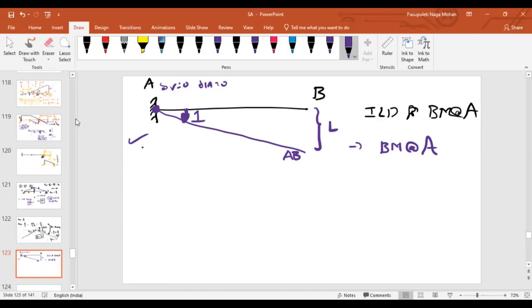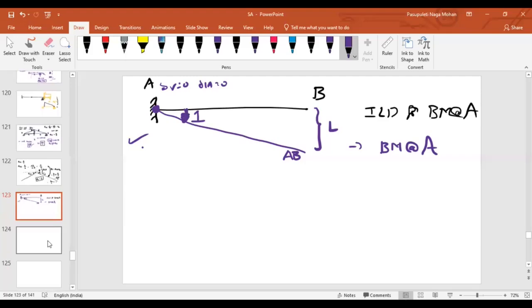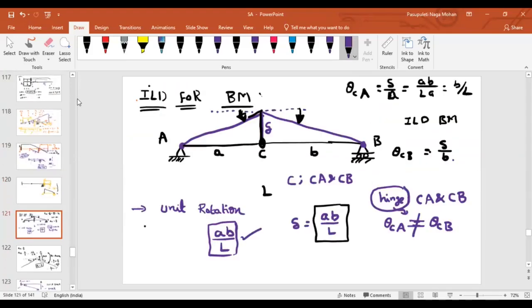That's it. If not, then shall we solve some problems for ILD for bending moment? Yes, sir. In this case, what is the ILD for bending moment at A? Should we apply unit rotation, sir? Yeah, same thing. What is the ILD for bending moment at A? How many members are connected here? One, sir. That means directly you can apply the unit rotation. And can you tell me what is the deflected shape?